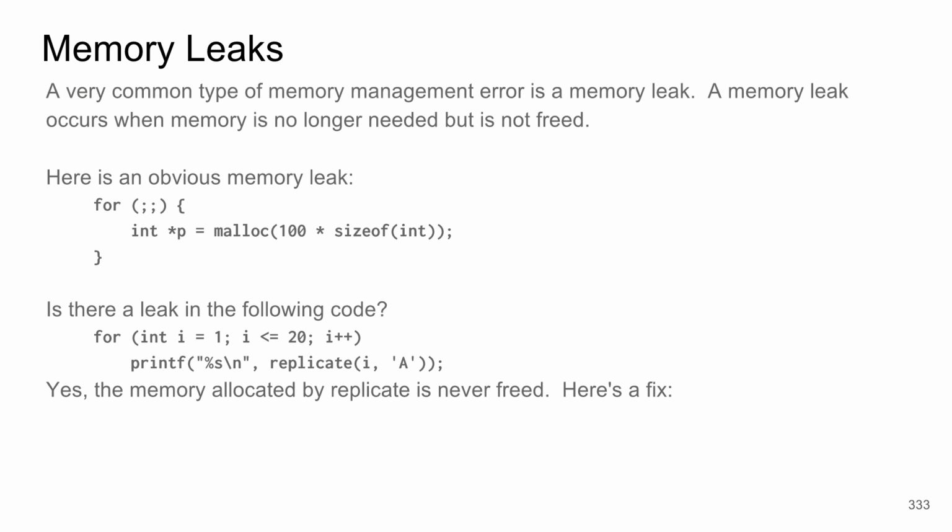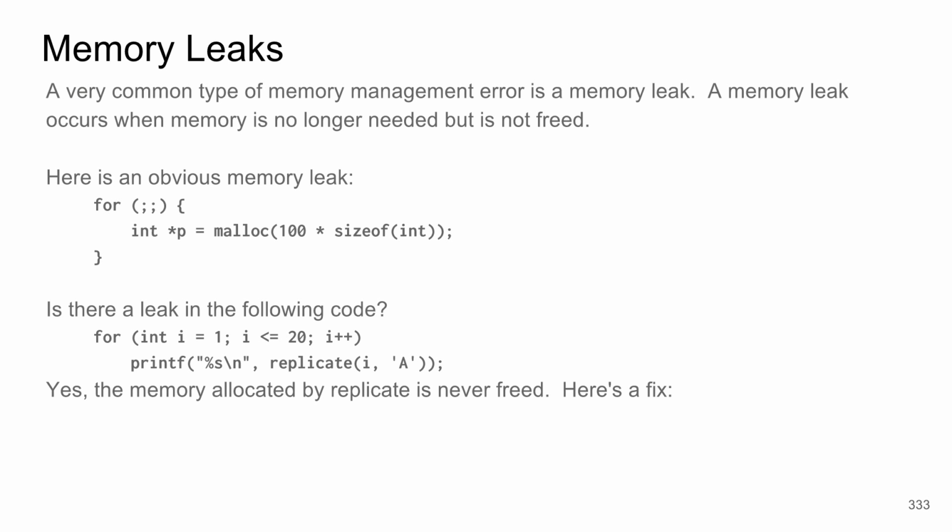I gave it away because I was so anxious to get on with the slide. But yes, the memory allocated by replicate is never freed. Every time we call replicate within this loop, we're not saving its address. We give whatever replicate returns as a parameter to this printf call, so it'll allocate some string, fill it with our characters, and print it out. That's completely legal and valid. But now we have this block of memory that's leaking out, because we'll never be able to free it.